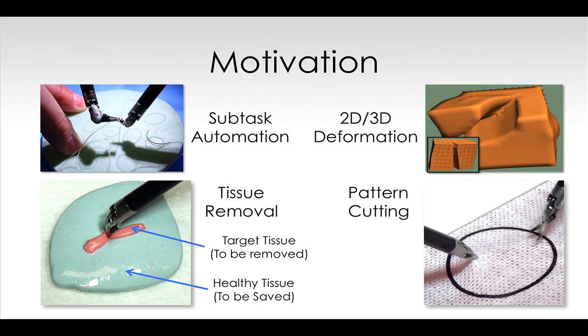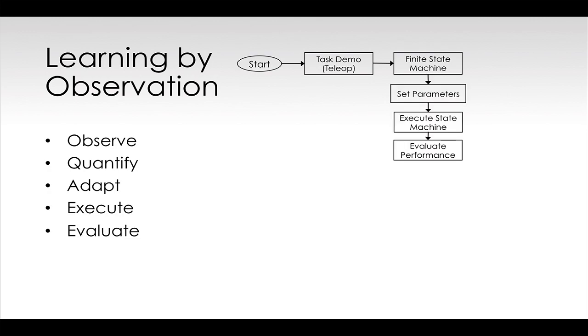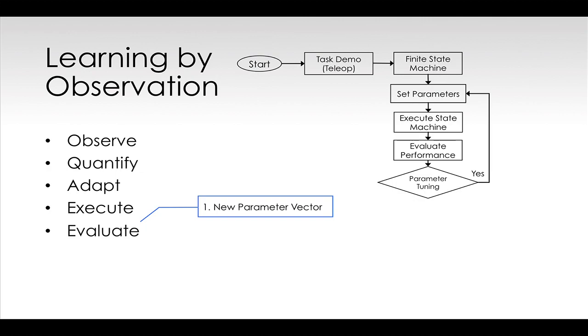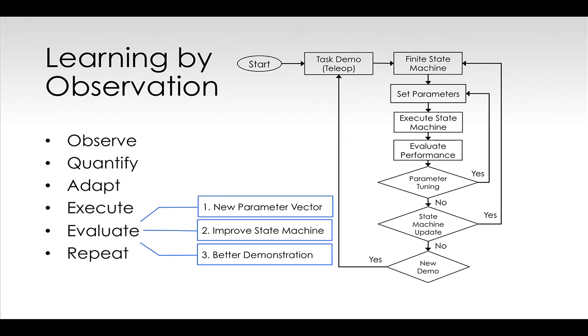We have looked at automating multilateral manipulation and cutting. In particular, we have evaluated the performance of the Da Vinci Research Kit on deformable tissue removal and pattern cutting in gauze. We use a learning by observation technique. We start with expert demonstrations. These are segmented and parameterized to create finite state machines. The robot then repeatedly executes these finite state machines to tune parameters and at times update the finite state machine itself. If required, we can also generate a new demonstration to improve the finite state machine.